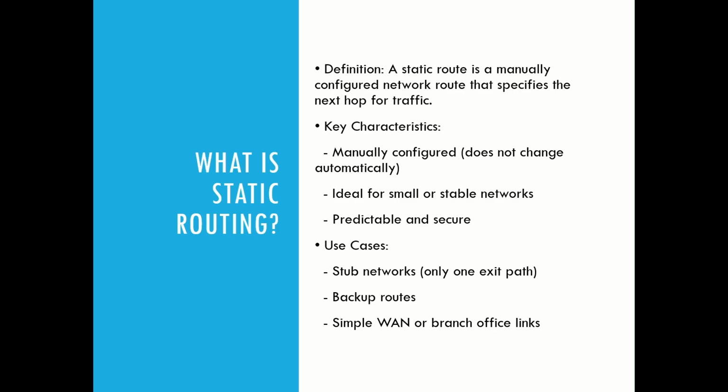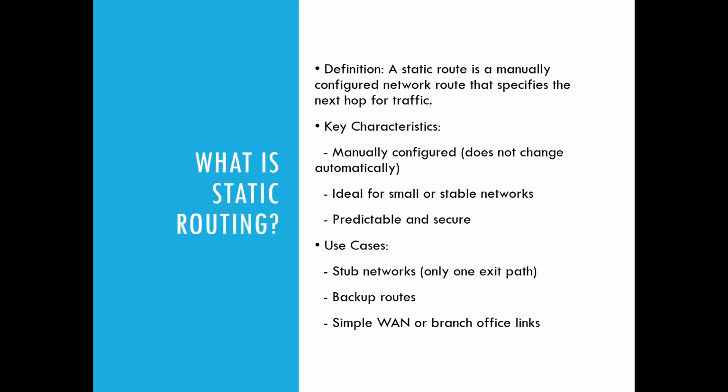Some common use cases for static routing include stub networks where there is only one exit path out of the network, backup routes to provide a fallback if a dynamic route fails, and simple WAN or branch links, where you just need a fixed route between offices.